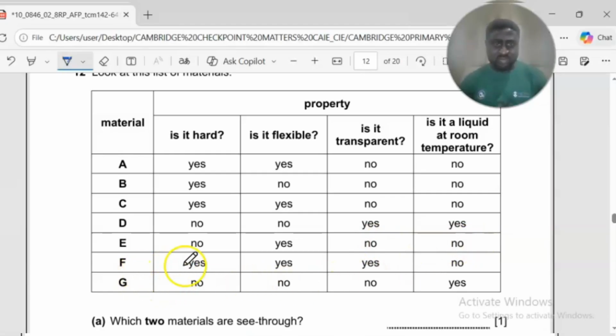Then material F is hard, that's why you have yes. Is flexible, yes. Is transparent, yes, but it's not a liquid at room temperature. The material G, the last but not the least, is it hard? It is not hard. It is not flexible. It is also not transparent, but it is a liquid at room temperature. So begin to think of different materials that exist in these states or these conditions.